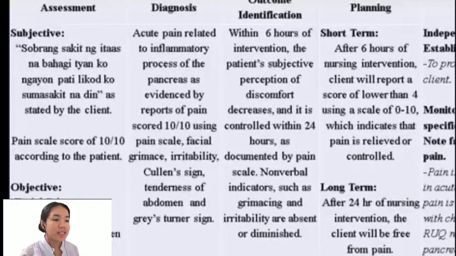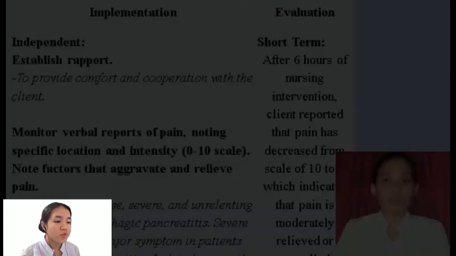For planning, short term, after 6 hours of nursing intervention, client will report a score of lower than 4 using a scale of 0 to 10, which indicates that pain is relieved or controlled. And long term, after 24 hours of nursing intervention, the client will be free from pain.